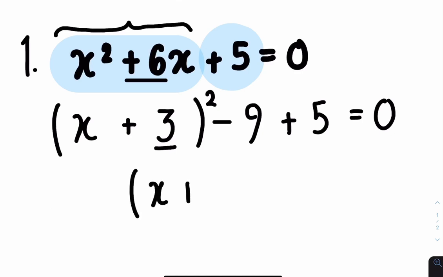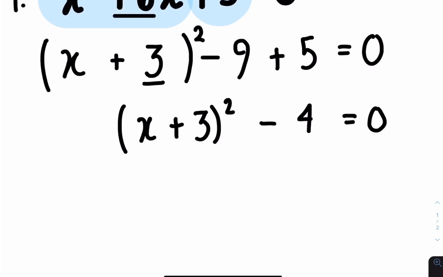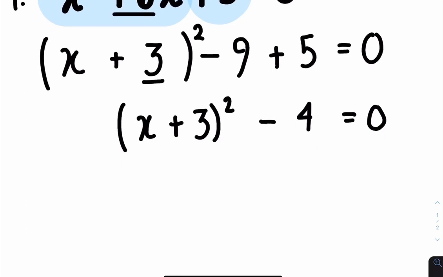So x plus 3 all squared, minus 9 plus 5 gives you minus 4. All of this is equal to 0. And then remember, when you solve an equation, you're solving for the unknown. So we want to make x the subject of the formula. To do that, I'm going to move the minus 4 to the other side. So I have x plus 3 all squared, and if you move minus 4 to the other side, it becomes a plus 4.